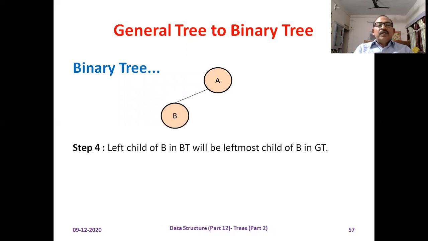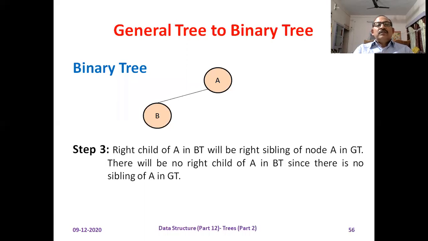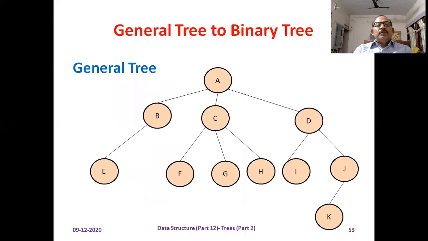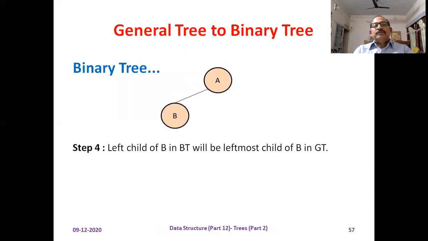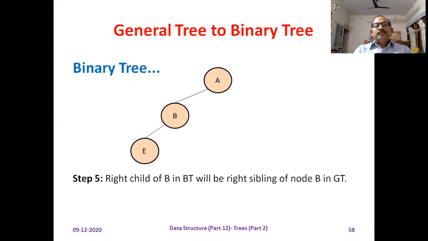Next step. Left child of B in a binary tree will be the leftmost child of B in the general tree. Let us see. Leftmost child of B in the general tree is E. Now we attach E as a left child of B in the binary tree. You can see here.